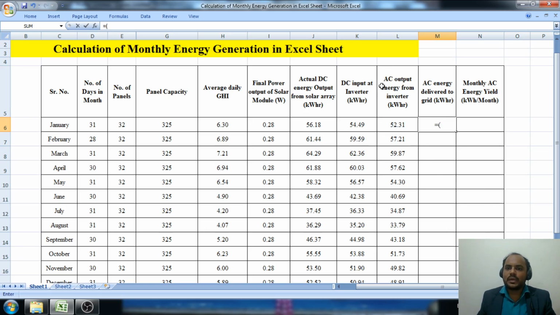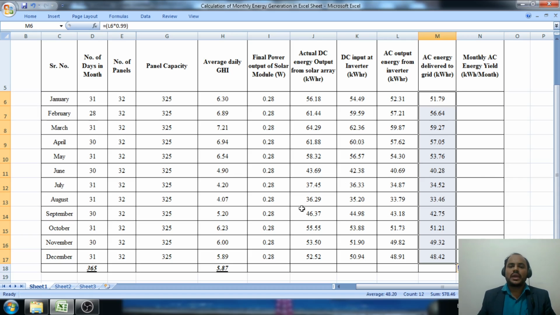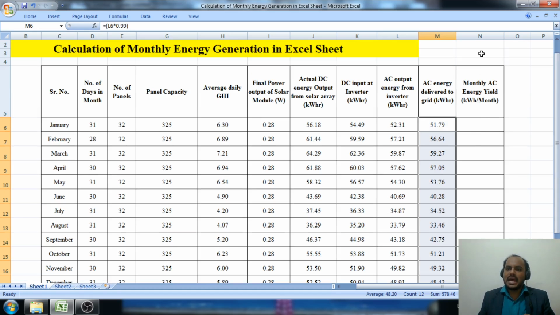So the AC output energy from the inverter in terms of kilowatt hour is multiplied by 0.99, where 0.99 resembles 99% efficiency, or the 1% losses due to the AC cable, and enter. Subsequently we select this column and pull it up to the December month, and changes happen for each individual month according to the GHI value. And the last column, the 12th column, shows the monthly AC energy yield. It means month-wise how many units our 10 kilowatt solar power plant will generate.